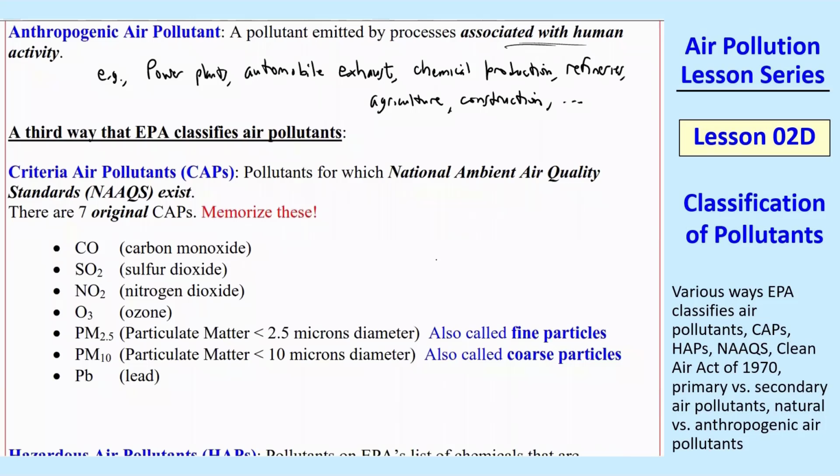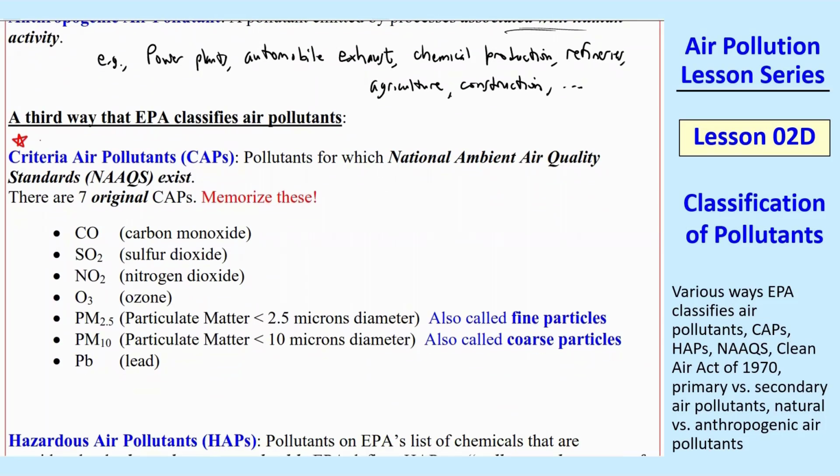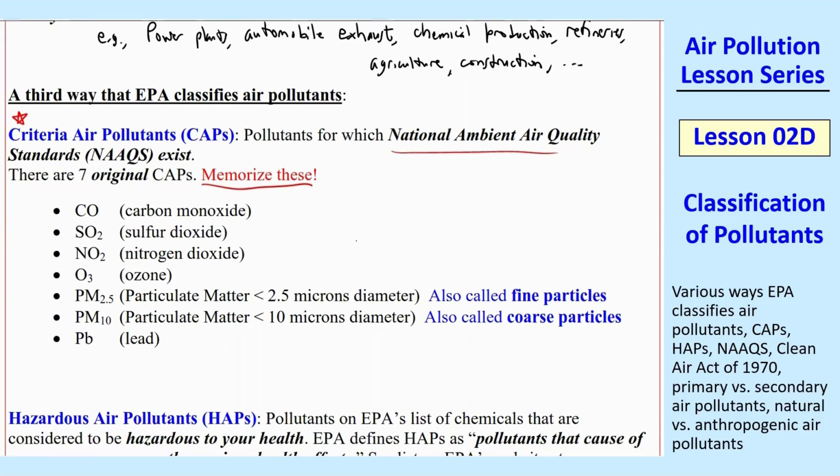There's yet a third way that EPA classifies air pollutants, and these are what's called criteria air pollutants, or CAPs, C-A-P-S, pollutants for which there are NAAQS, which are National Ambient Air Quality Standards. Originally there were 7 of these back in 1970 when they started worrying about air pollution and doing something about it. There are 7 original CAPs, and you should memorize these: carbon monoxide, sulfur dioxide, nitrogen dioxide, ozone, lead, and then two kinds of particulate matter, PM, which are PM 2.5 and PM 10, based on the size of these particles. If they're less than 2.5 microns, they're PM 2.5, and less than 10 microns are PM 10. The PM 2.5 are also called fine particles, and the PM 10 are called coarse particles.